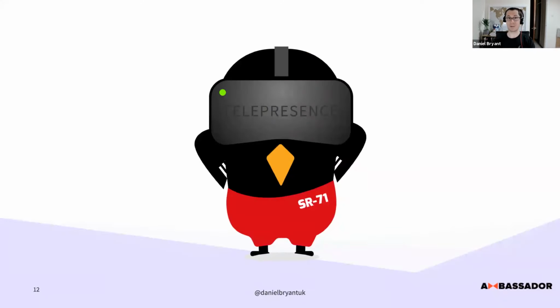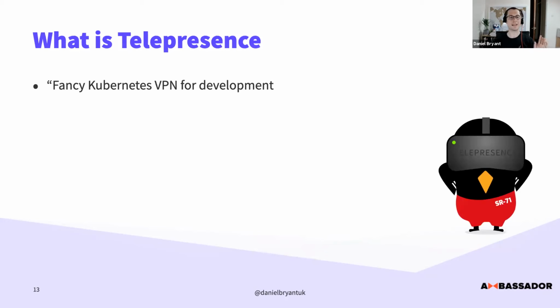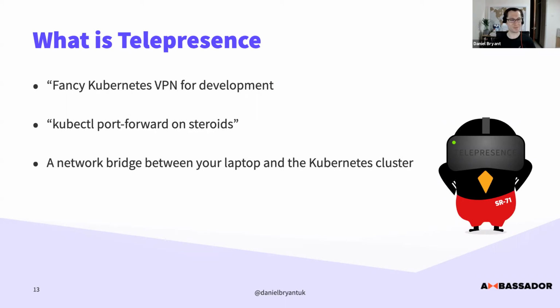So this is where Telepresence comes into the mix, tools like Telepresence. I've heard it called a bunch of things. So it's fancy Kubernetes VPN for development. It's kubectl port-forward, if folks have used kubectl port-forward, but it's much simpler than that, but it's very similar in mental model to the way kubectl port-forward works, on steroids, as someone said to me at a conference. But fundamentally, it's a network bridge between your laptop and the remote Kubernetes cluster. That's it in a nutshell, if you like. It maps your local network namespace to a remote network namespace.